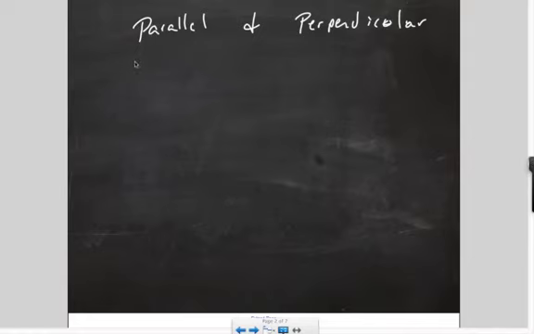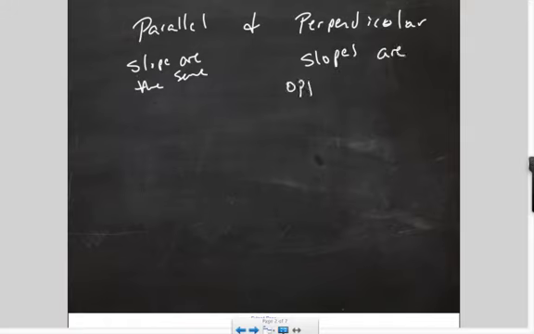Parallel lines, their slopes are the same. And perpendicular slopes are the opposite reciprocal.